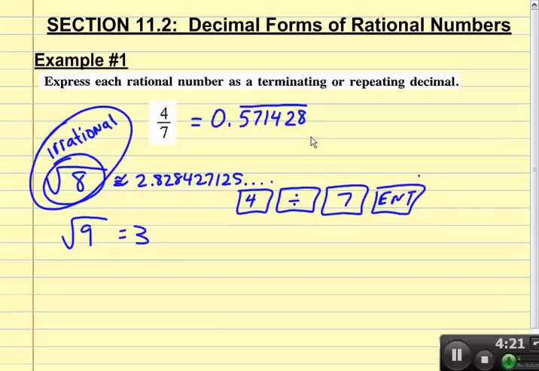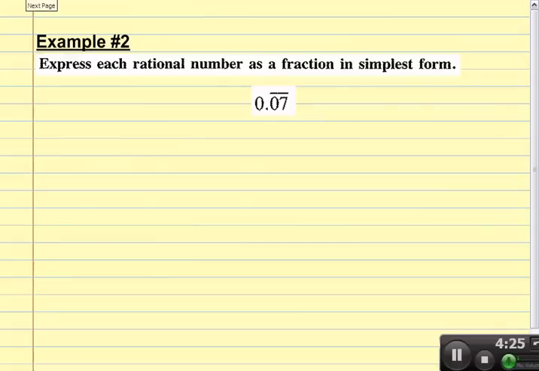Okay? Now, let's look at some more examples, some things that we're going to be asked to do. Express each rational number as a fraction in simplest form. Here's a repeating decimal. We need to know how to write it as a fraction. Okay? Here are the steps. 1. Multiply by a power of 10.